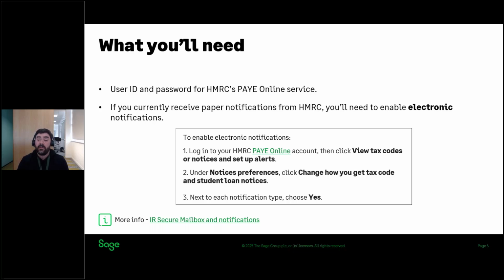But if you do receive them in the post, what you will need to do to enable electronic documents is to log in to your HMRC PAYE online account. You'd find the area to view tax codes or notices and set up alerts. And then in the notice preferences section, you'll be able to change how you get your tax code and student loan notices, and you'll be able to set them to receive them online. So you'd log into your HMRC account from a browser to set this up. But as I say, if you already get them online, you'll be able to get them directly in your software via the mailbox.